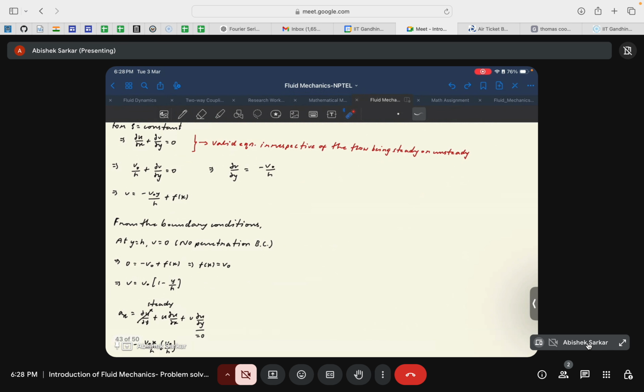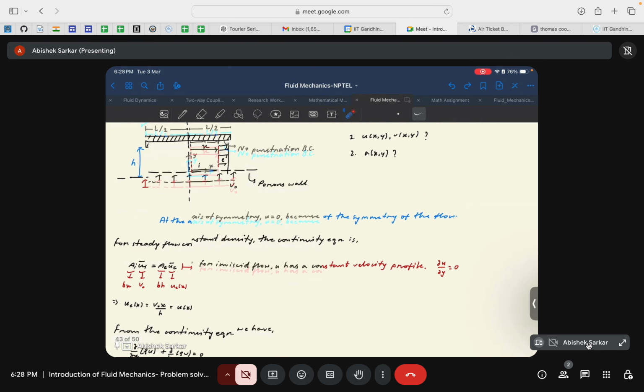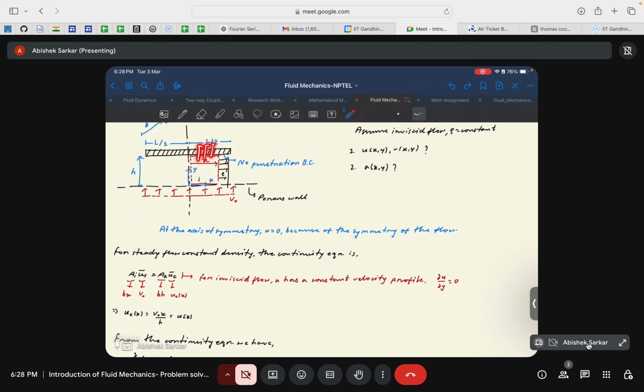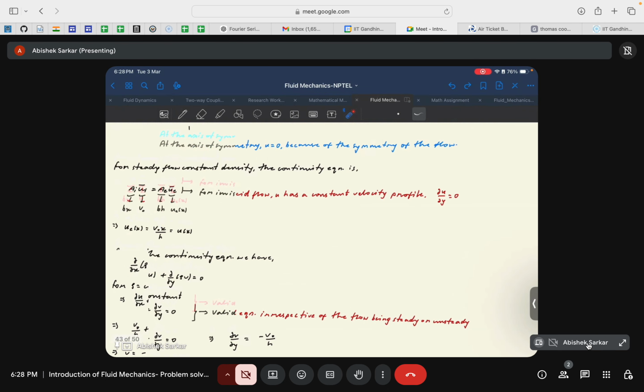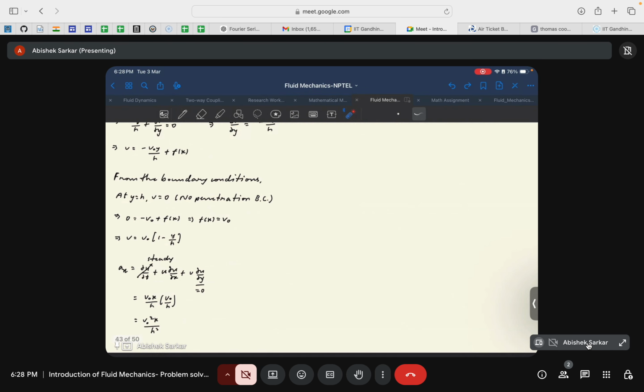Now you need to find this function of x. Maybe now you can use the boundary conditions. At y equal to h, v equal to 0, from the no penetration boundary condition, that there is no flow across this plate. So you have a valid boundary condition that at y equal to h, the v velocity component is equal to 0. So you will have 0 equal to minus v naught plus some function of x, which gives us that this f of x is v naught.